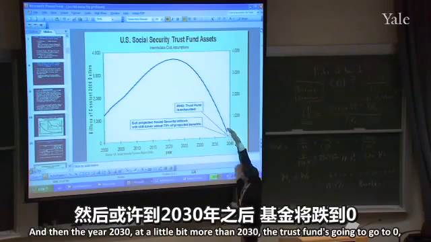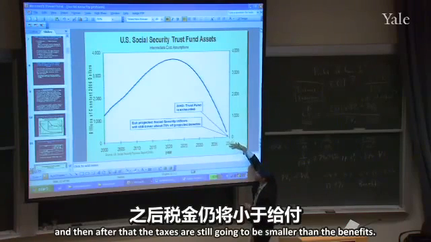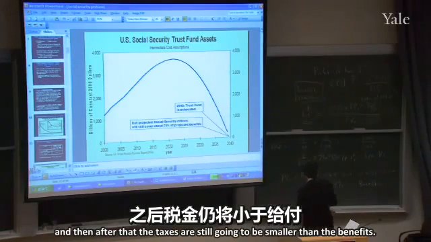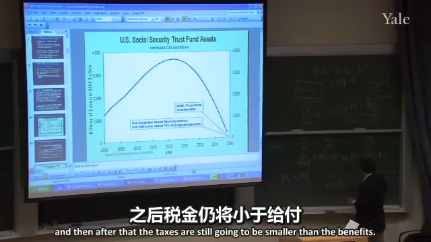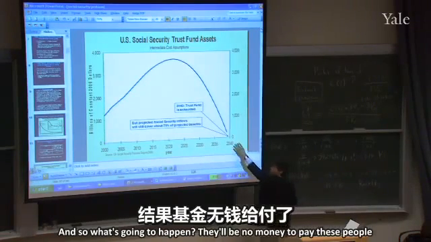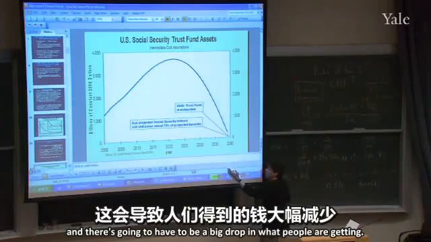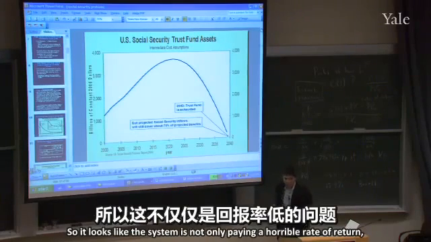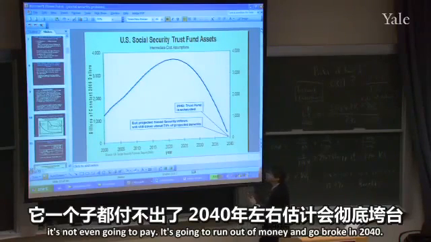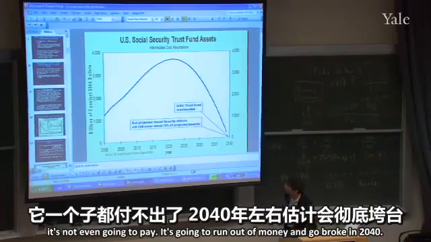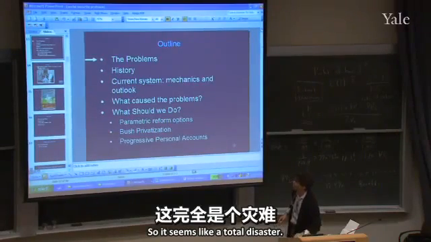And in the year 2030, a little bit more than 2030, the trust fund's going to go to zero. And then after that, the taxes are still going to be smaller than the benefits. And so what's going to happen? There'll be no money to pay these people, and there's going to have to be a big drop in what people are getting. So it looks like the system is not only paying a horrible rate of return, it's not even going to pay. It's going to run out of money and go broke in 2040. So it seems like a total disaster.